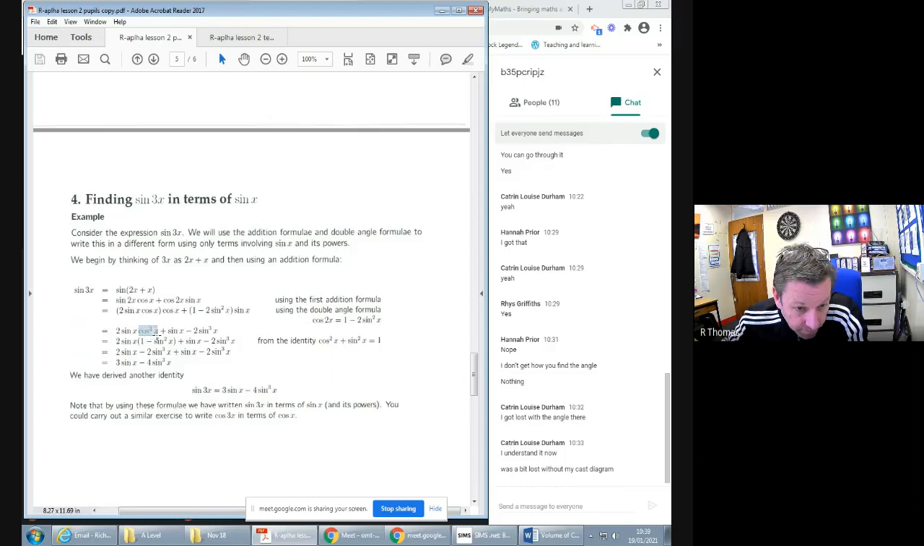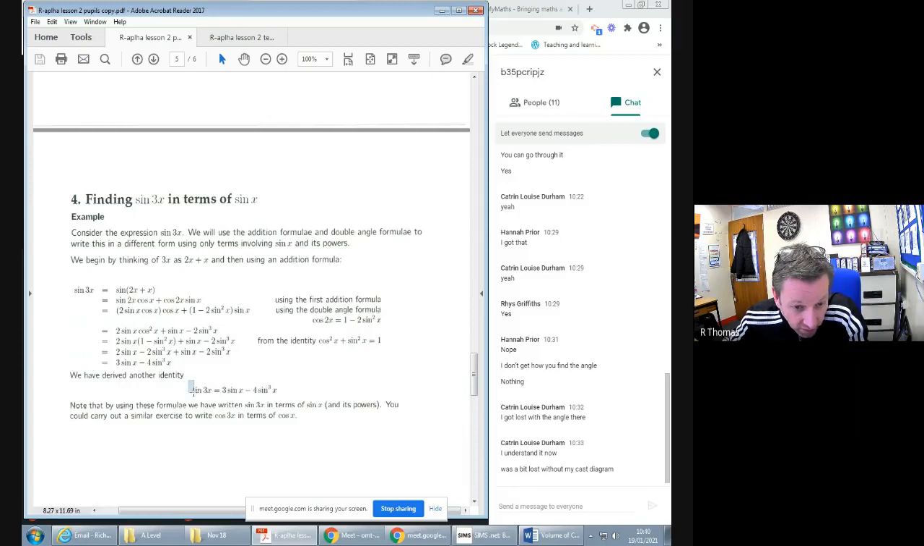Now, this cos squared x here, I can replace using the identity you know from last year: cos squared plus sine squared equals 1. So I'm going to replace that with 1 minus sine squared x, and then tidy it all up again. If I multiply this bracket out, I've got 2 sine x minus 2 sine cubed x, and then plus what's left over here. And then the final bit of tidying up, I can put my minus 2 sine cubed minus 2 sine cubed as a minus 4 sine cubed x, and my 2 sine x plus sine x as 3 sine x.